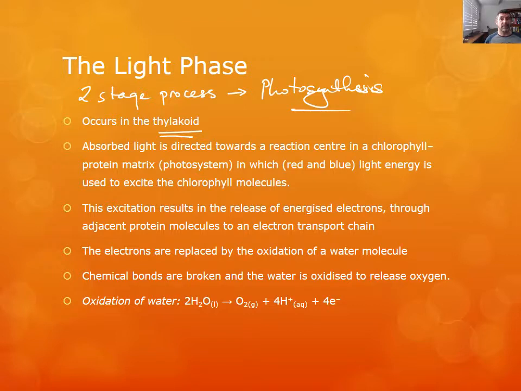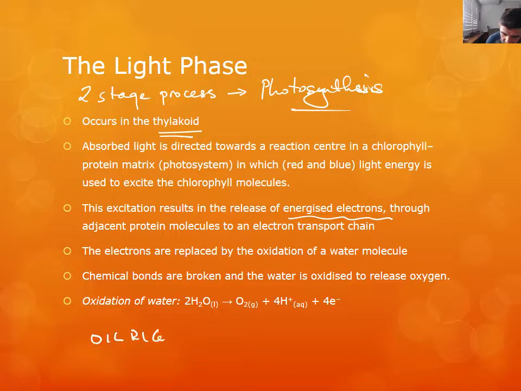Primarily, red and blue or violet wavelengths of light are used to excite the chlorophyll molecules and effectively energize the electrons. So we get free energized electrons as a consequence of the light energy coming through. Now they're going to move through an electron transport chain and ultimately are going to be the result of oxidation of water molecules.